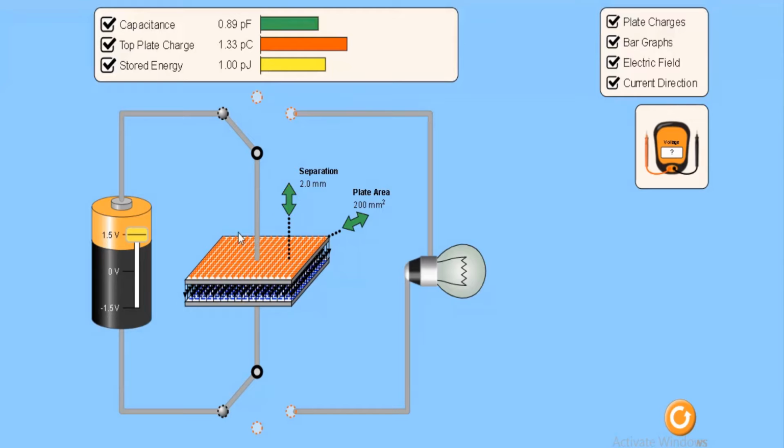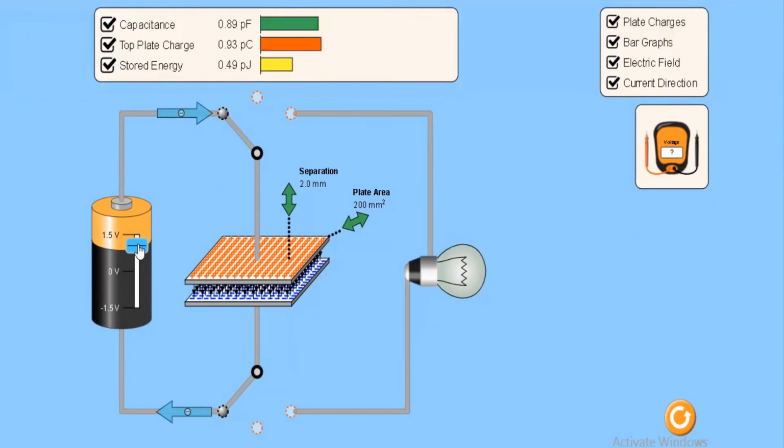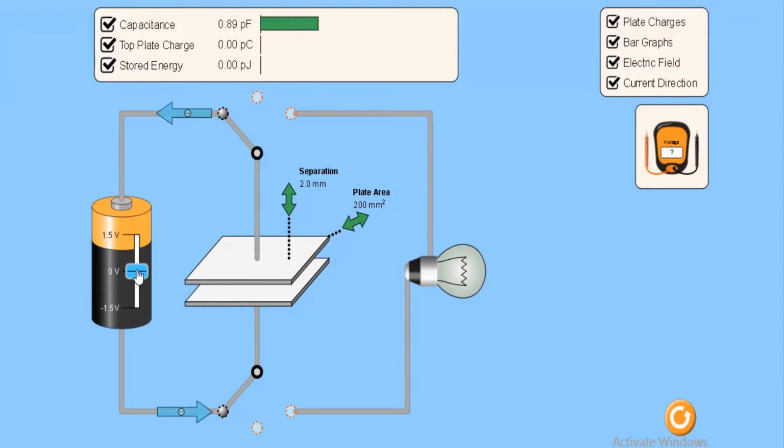Now, what if we decrease the voltage output? Yan. So, bumababa yung charges, umuunti yung charges, and bumababa rin yung stored energy between the two parallel plates in the capacitor. But then, the capacitance is not affected at all. Kahit zero voltage natin siya, the capacitance is still the same.